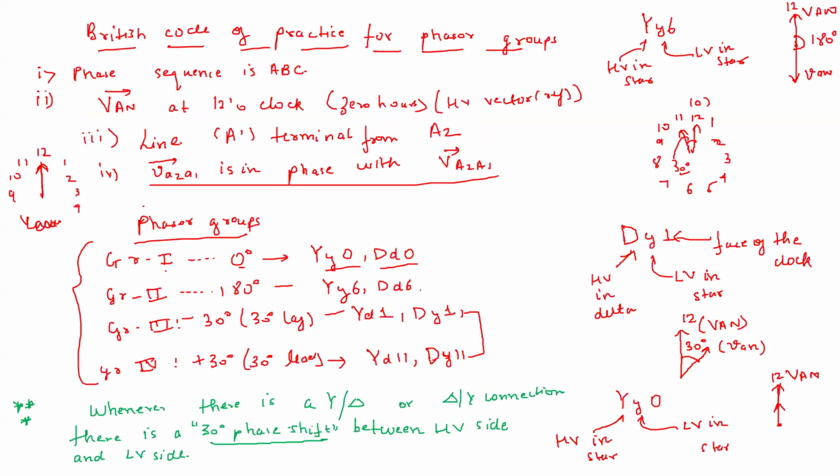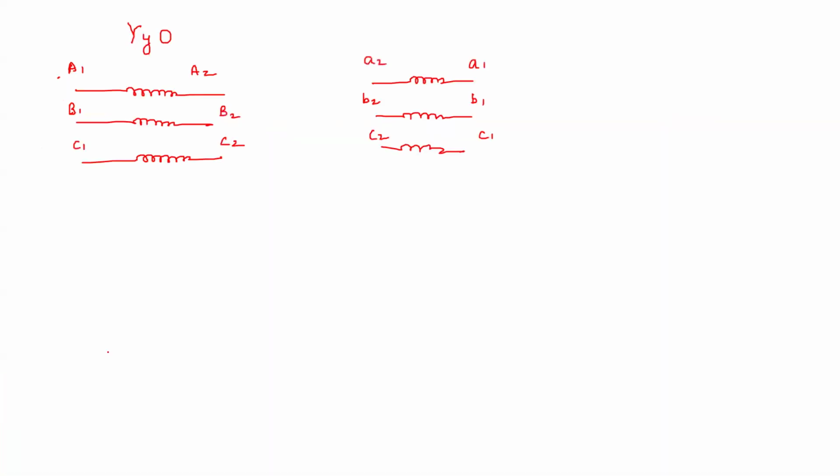Now, as I said, the line capital A terminal is from A2. So when we are taking the line terminals of this high voltage winding, we have to take it from A2. So A2 we will not be shorting. A2 is the line terminal because we are taking the voltages from here. So where will we be connecting the star connection? We will be connecting the star here, at A1, B1, C1.